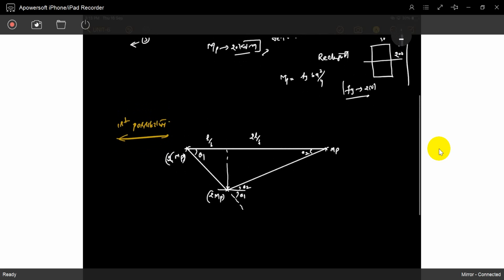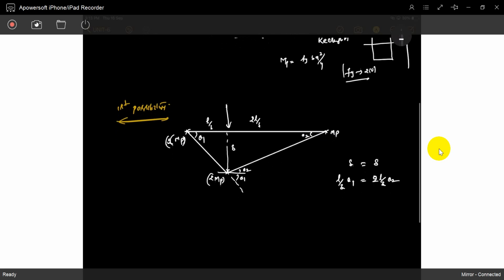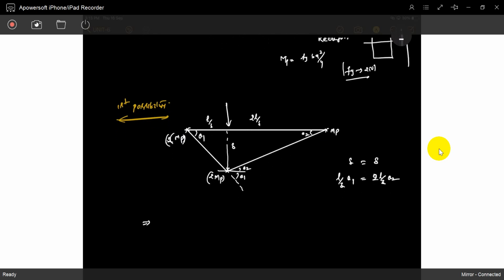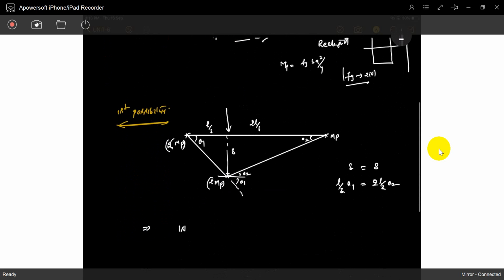So you can write down directly, no need of anything. L by 3 theta 1 is equal to 2L by 3 theta 2, which is delta. So you can change one in terms of the other. See, write down the external work done: W into delta, you can write it in terms of theta 1, otherwise in terms of theta 2.